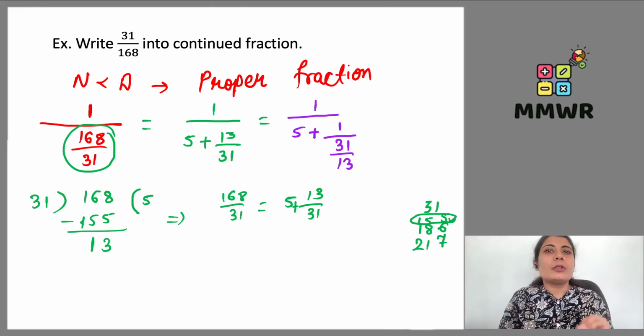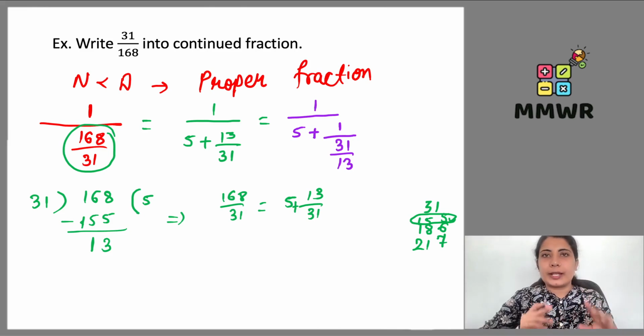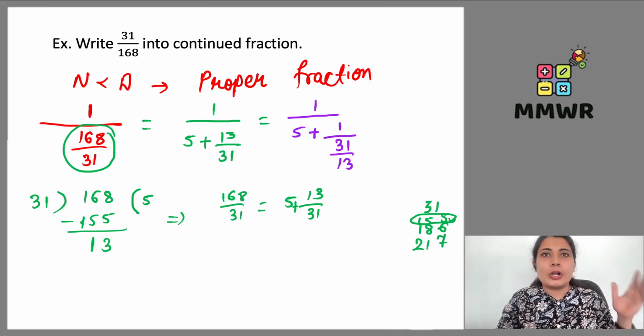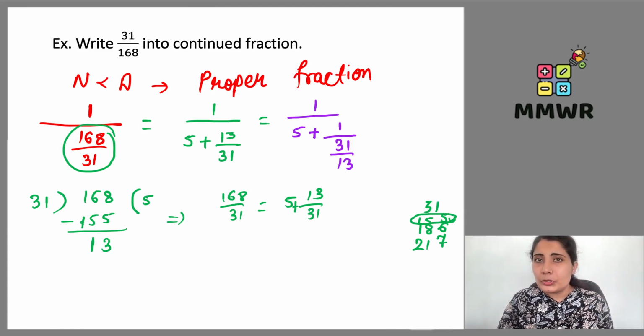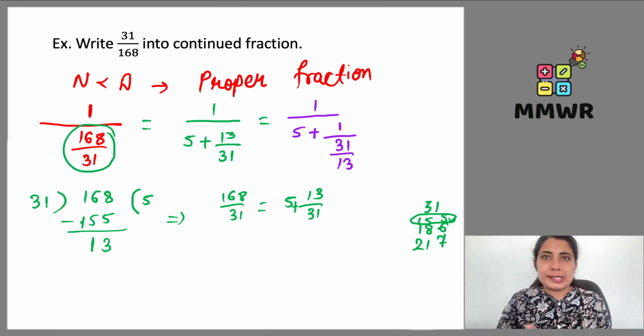If in the question it had directly been 168 upon 31, we would have started breaking it down from there. We could have started doing division from that step onwards. But since it was a proper fraction, that is why we first converted it into an improper fraction by shifting it into the denominator of 1, so that we got a continued fraction setup, and then we are continuing here. So 31 upon 13. Now what will I be doing?